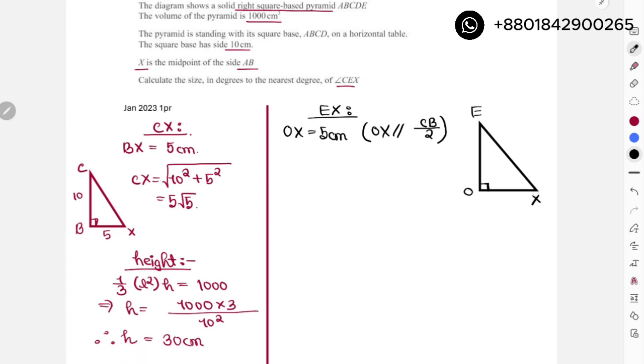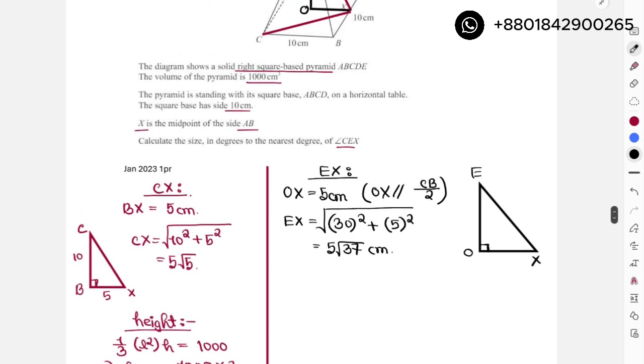This is your 90 degrees, and then we have what EX as EO is the height, that is 30 square, plus OX is the base, which is 5 square, and everything under the root. So that will be 30 square plus 5 square, which is 5 root 37. And this is your answer, right? For 5 root 37, you got the value. Okay, EX is now calculated.